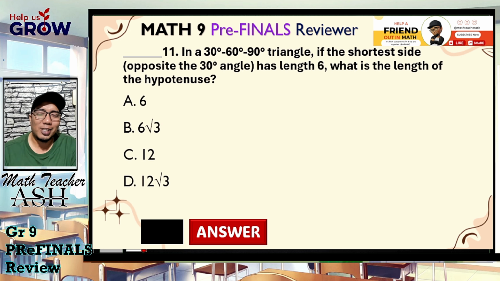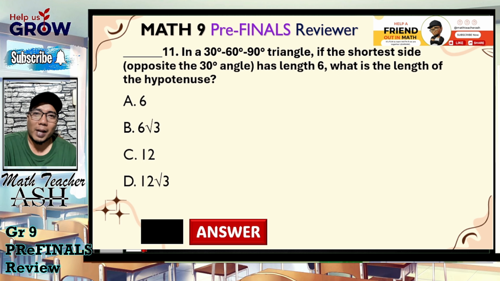Alright, my dear math learners, this question is very easy. Why? Because if we have the 30-60-90 triangle, there are techniques in order to solve this one. If you are given the smallest or the shortest leg, to get the hypotenuse you just multiply it by 2. And to get the longer side, you just copy the shortest side with a square root of 3. So the question here is, what is the hypotenuse?